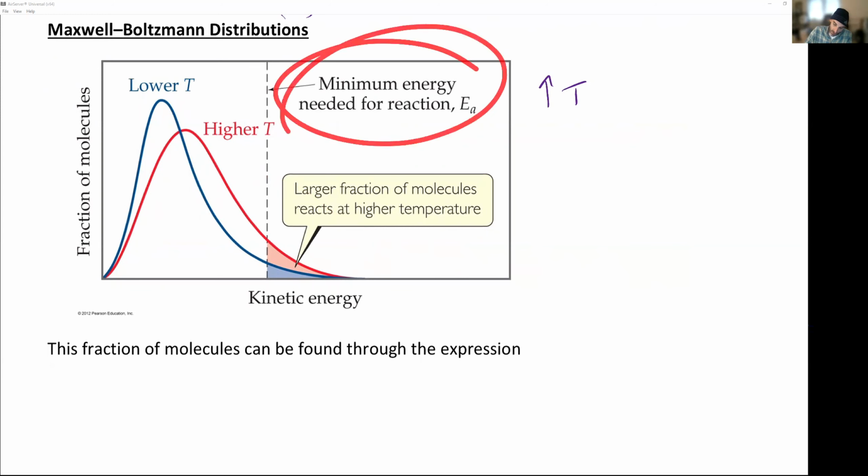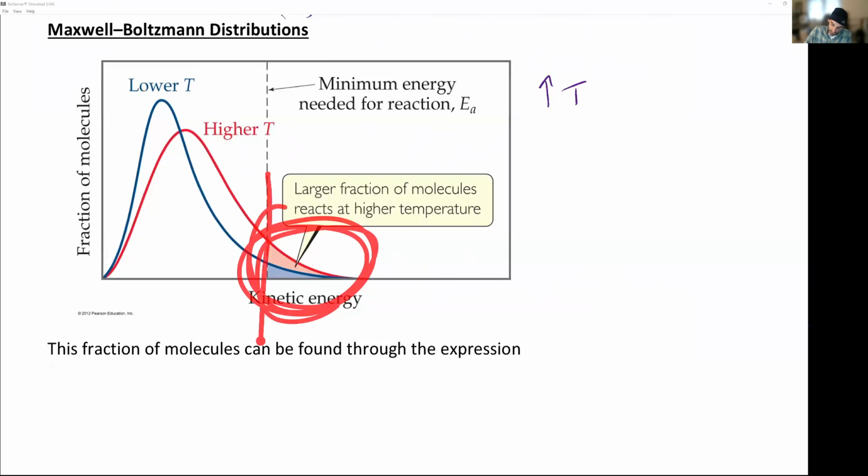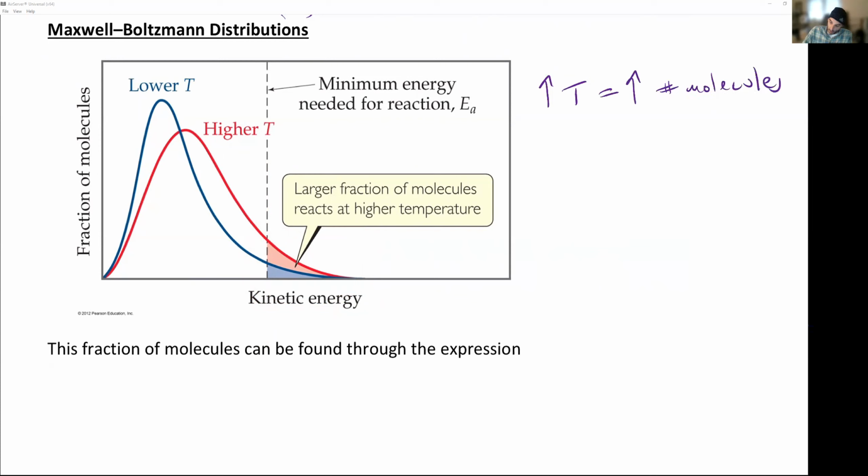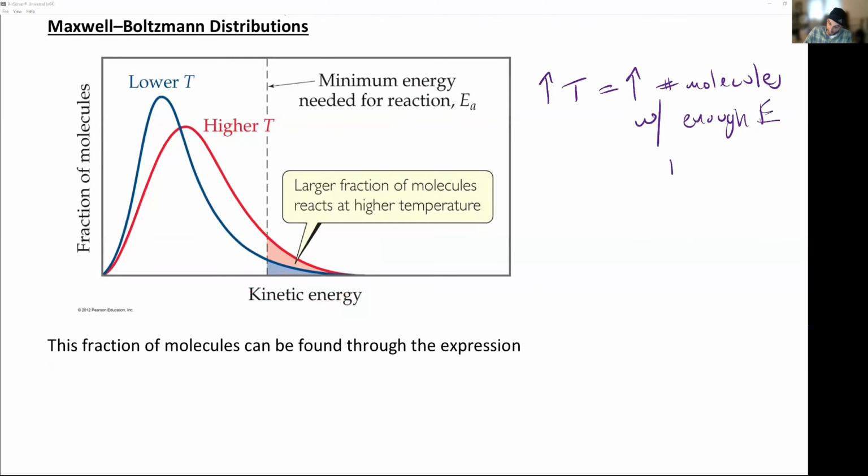We have that minimum energy, activation energy, which ultimately means that the molecules here are the ones that are going to react because they've gotten over that activation energy hump. So the higher the energy, the greater the fraction of molecules that achieve it. Increasing the temperature equals an increase in the number of molecules with enough energy to react. So that's why higher energies typically lead to more reactions.